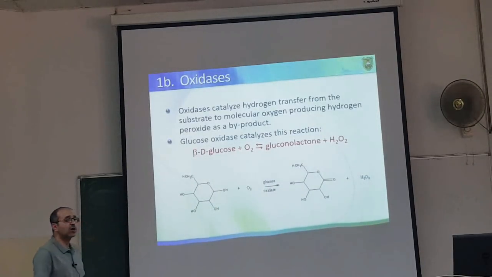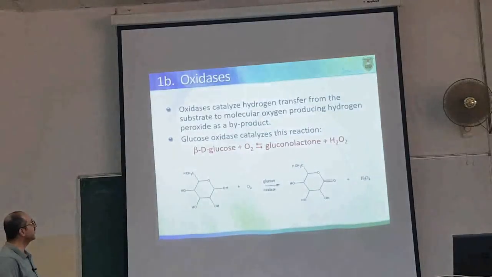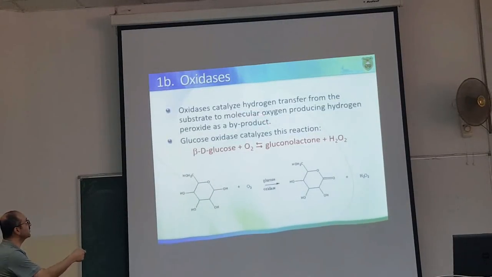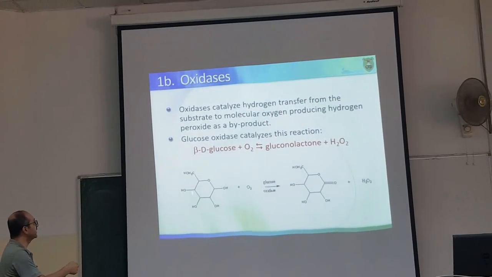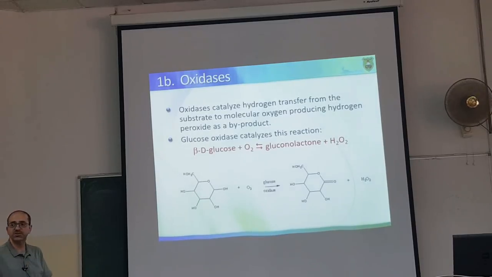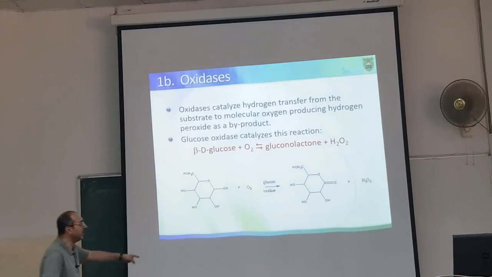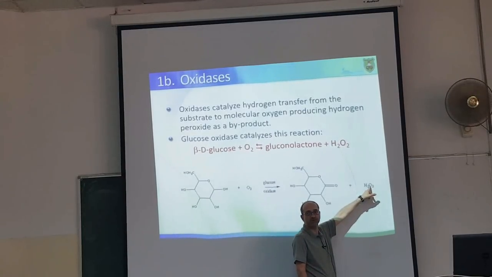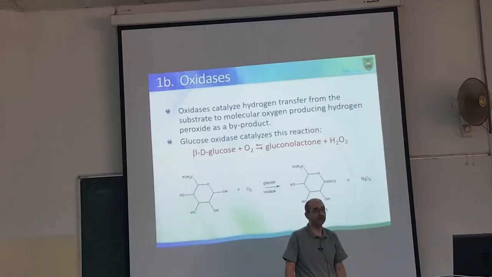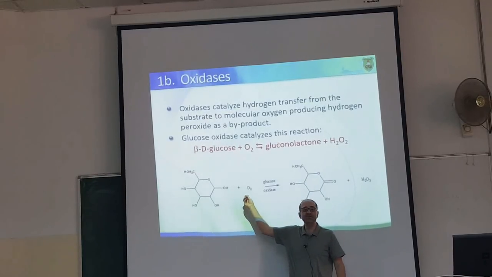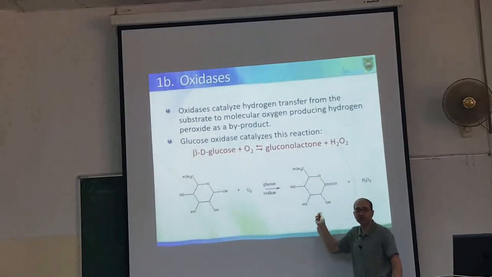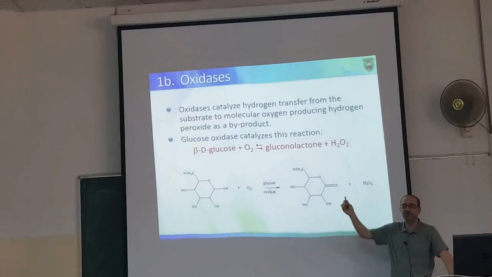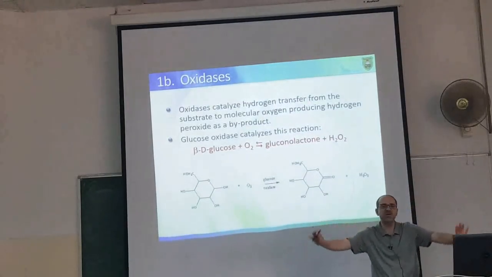It tells me what oxidase. In oxidase, what it does, it catalyzes hydrogen transfer from a substrate to oxygen. بيطلع عندي كبرودكت هيدروجين بيروكسيد. فلما تشوف الرياكشن, you have oxygen as a substrate and hydrogen peroxide as a product, بتقولوا though the enzyme is an oxidase.